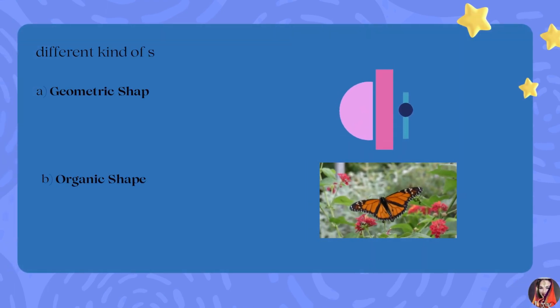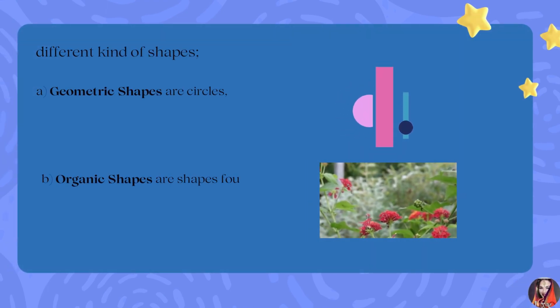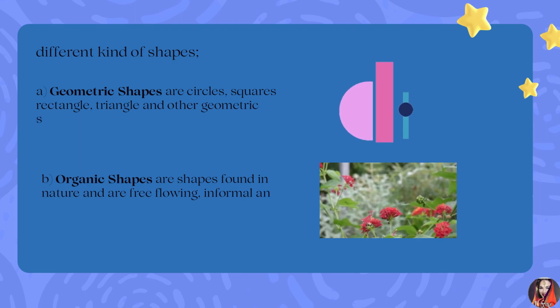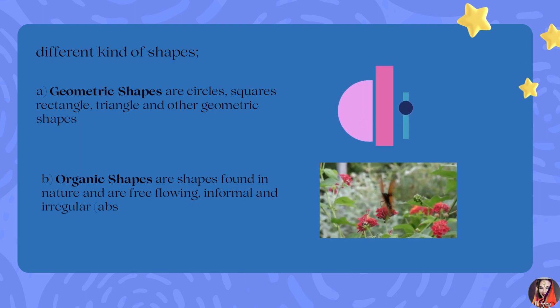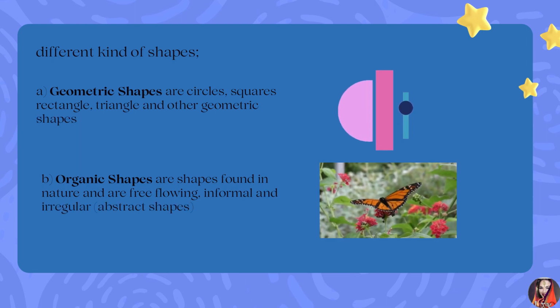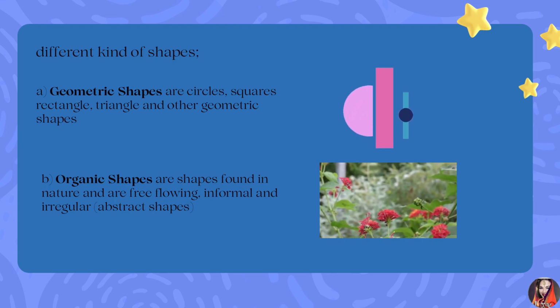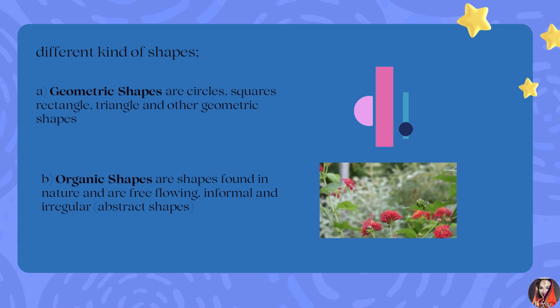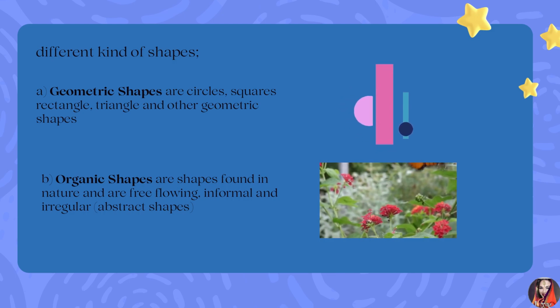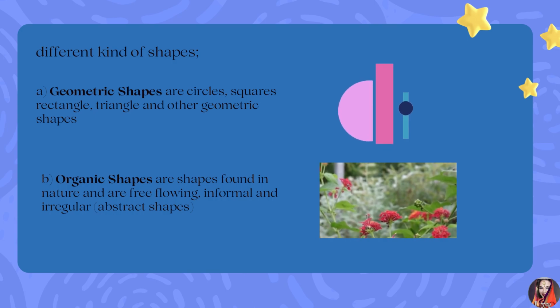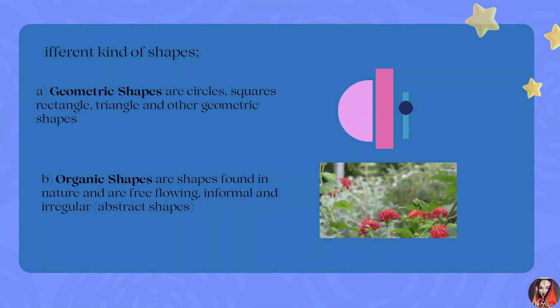And here are the different kinds of shapes. Letter A is geometric shapes. These are circles, squares, rectangles, triangles, and other geometric shapes. Letter B, organic shapes, are shapes found in nature and are free-flowing, informal, and irregular, which we call abstract shapes.